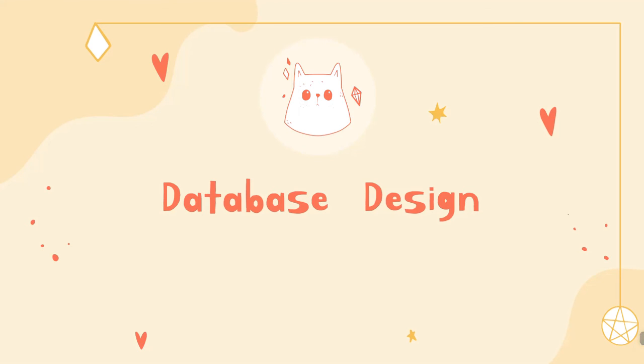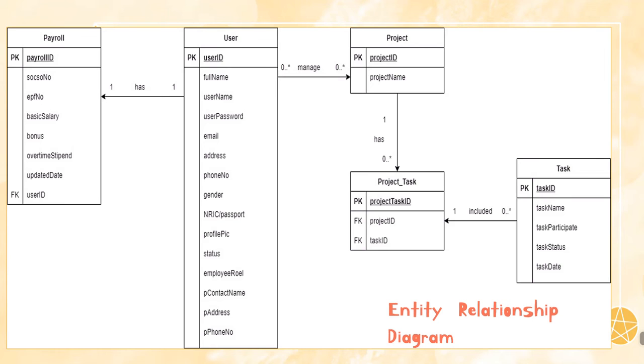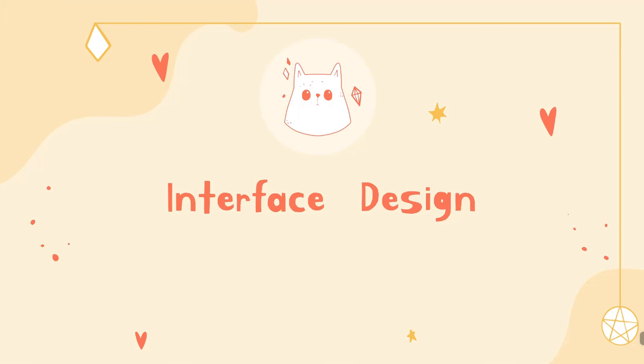Next, I'm going to talk about the database design of the human resource management system. For the database design of the proposed system, it consists of 5 classes, which are the payroll, user, project, task, and the task class. The last one I'm going to show about the interface design of the human resource management system.